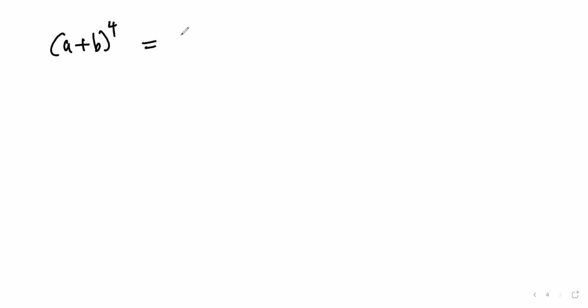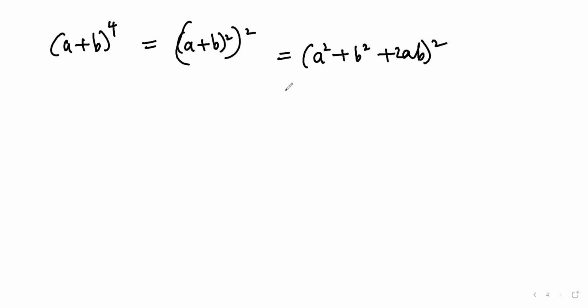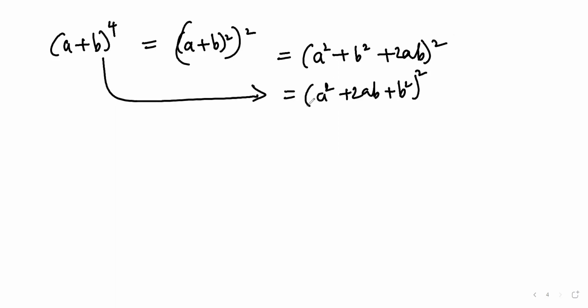Now you can write it as (a plus b) square, again squared, isn't it? That is also like (a square plus b square plus 2ab) being squared. If you look at it this way, you're squaring this. This is another way of doing it. But instead of expanding this directly, I have a formula for (a plus b) to the power of 4.